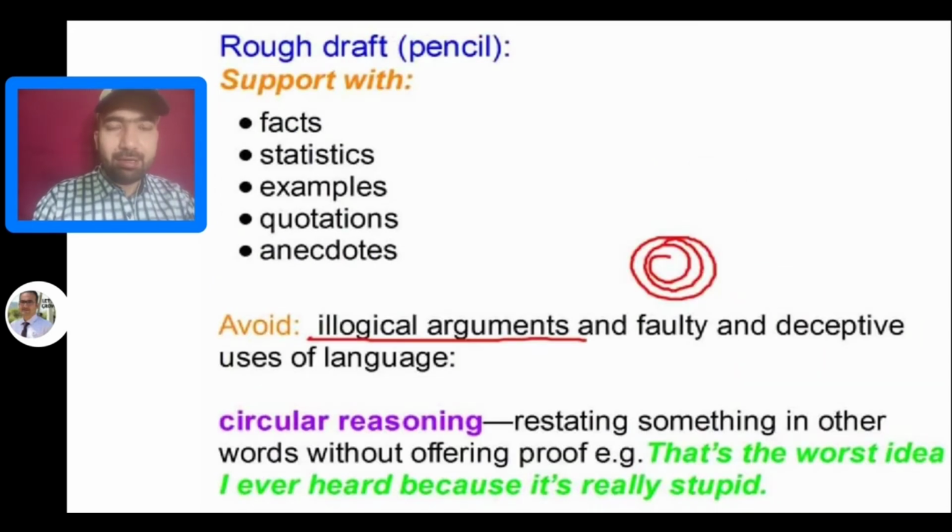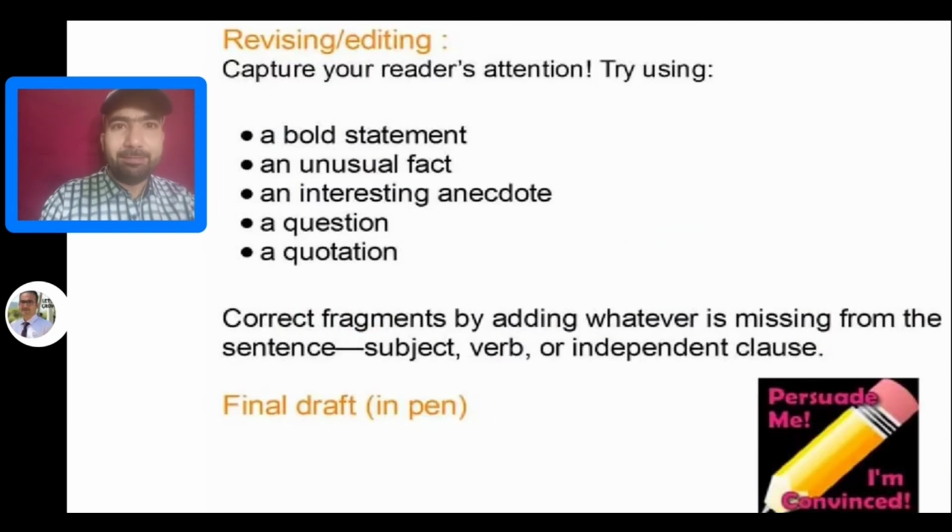The next stage is rough draft with the pencil, support with facts, statistics, examples, quotation, anecdotes. Avoid illogical arguments and faulty and deceptive uses of language. It's very important. Circular reasoning, for example, restating something in other words without offering proof, e.g., that's the worst idea I have ever heard because it's really stupid. So this is circular reasoning. This is not logical. This is not convincing. So you must put your ideas in a logical manner.